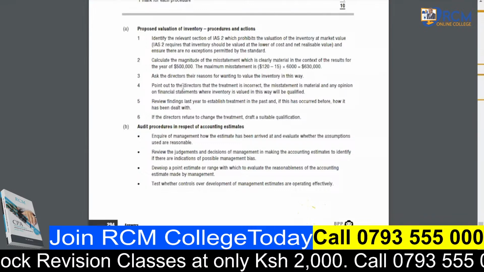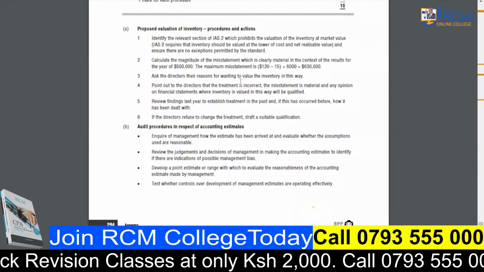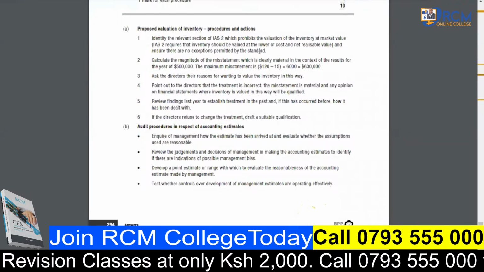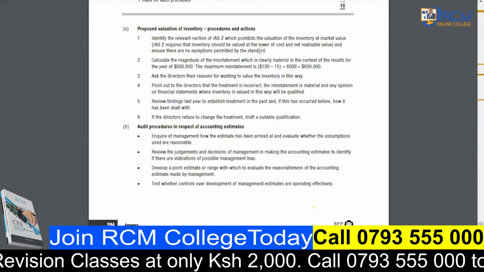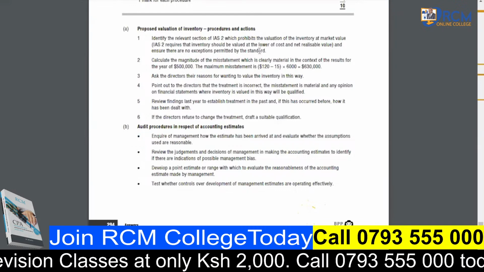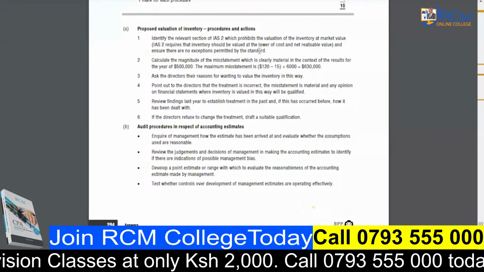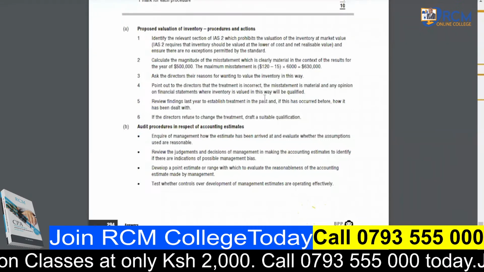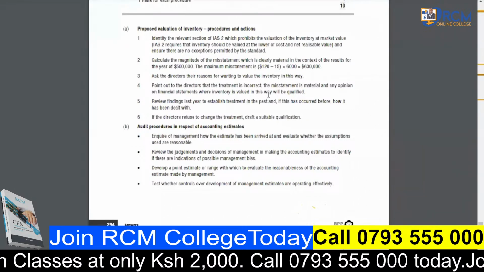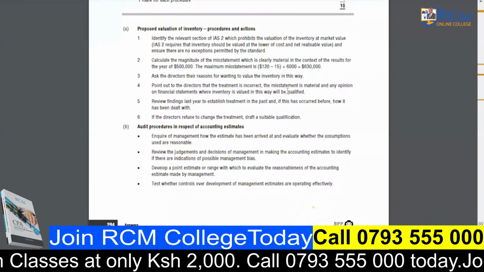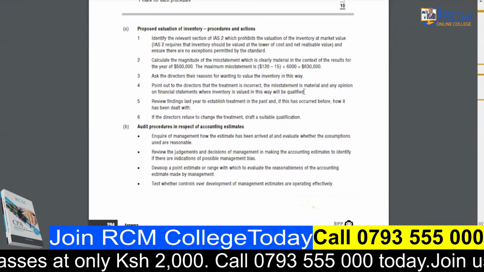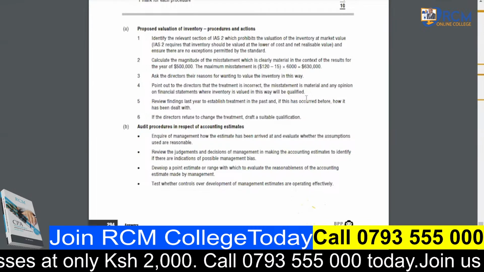3, ask the directors their reasons for wanting to value the inventory in this way. Of course, the major reason here is to increase their profits. Of course, they would want, for example, to borrow, right? So they want to take this to the banks, right? 4, point out to the directors that the treatment is incorrect. The misstatement is material, and any opinion on financial statements where inventory is valued in this way will be qualified, right?